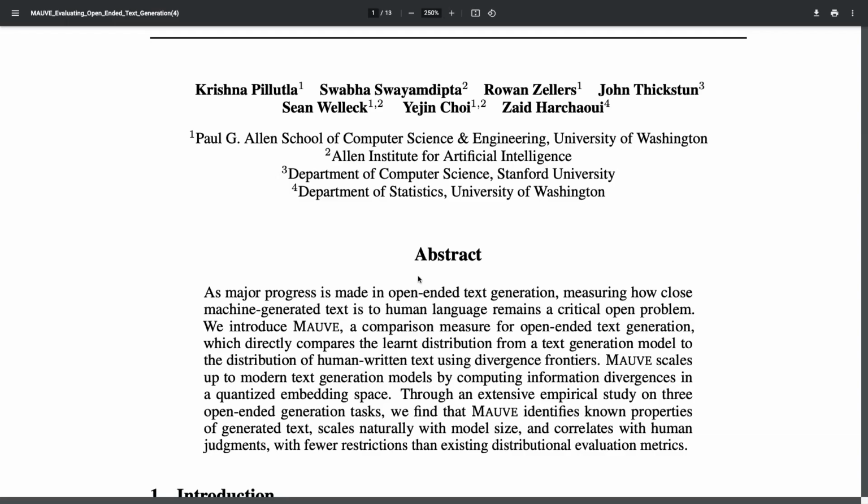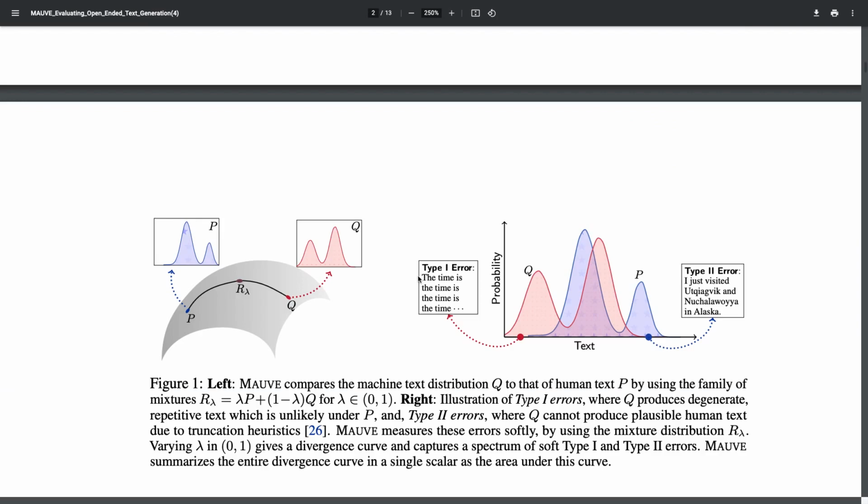The way MAUVE works is as follows. Given that you have some human-produced text Q and some machine-generated text P, what the authors do is compute quantized embeddings using a general language model such as GPT-2, for example. Basically, they pass the human and machine-generated texts through this model to get some embeddings. They quantize those embeddings and then produce a divergence score using metrics similar to the KL divergence.